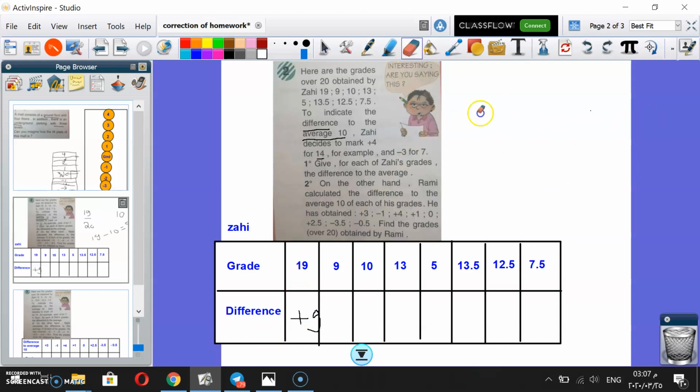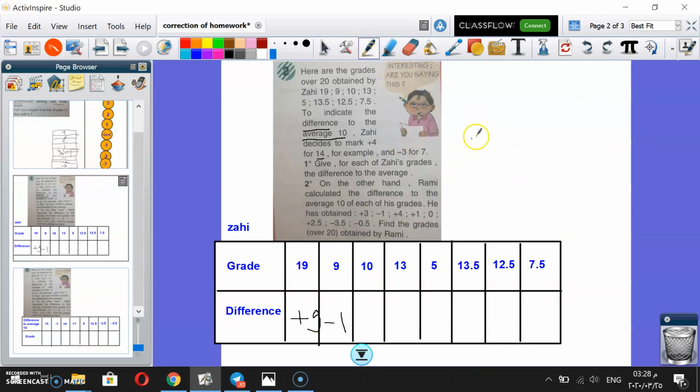Second one, 9 over 20. And the average is 10, so he is 1 grade below the average, because the difference will be 9 minus 10 equal minus 1. So why is it a negative sign or minus 1? Because he is below the average. Always we use the term below to represent the negative number or the negative sign. So he needs 1 grade to reach the average, so here we'll write minus 1.